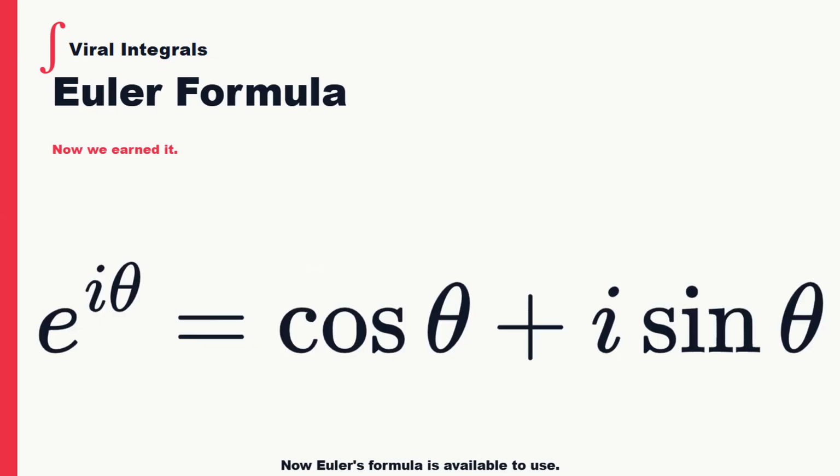This gives Euler's formula, quite possibly the most important formula in all of mathematics. e to the i theta equals cosine theta plus i sine theta. We learned it from Taylor series, so now we can use it in future videos.